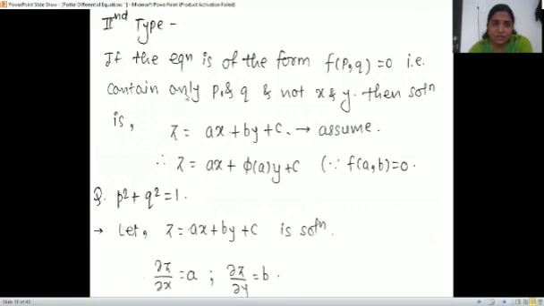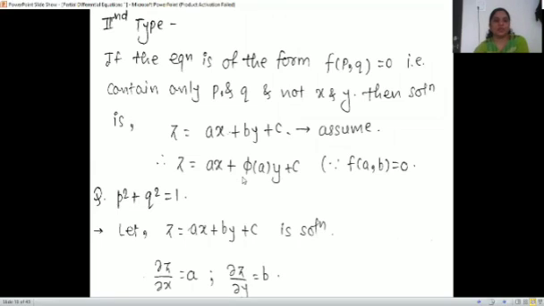Second type is the equation is of the form f of pq is 0. That is, it only contains p and q and not x, y. Then we know how to solve. We have to write p is a, q is b, and we have to find the value of b in terms of a, and we have to write it in the solution. z is ax plus by plus c. That's what we'll get. z is ax plus b is in a, that is phi of a, phi of a y plus c.